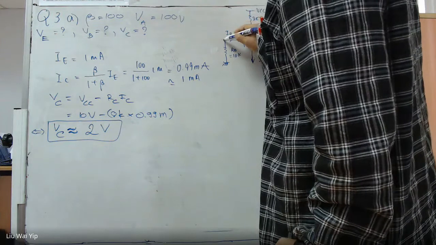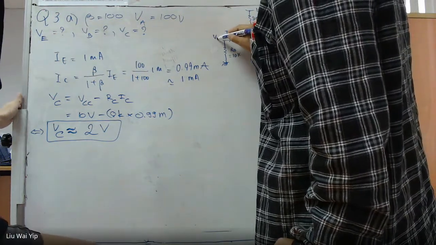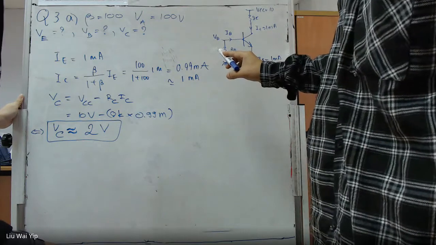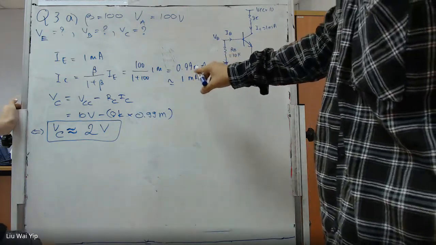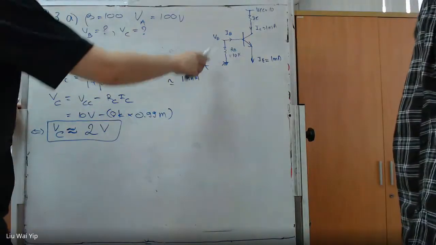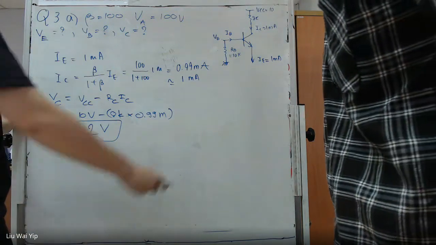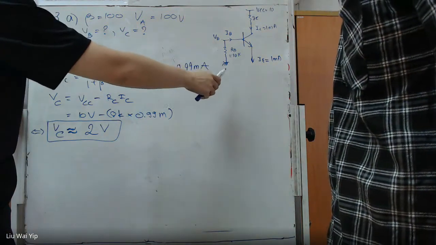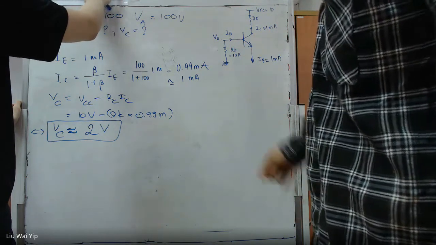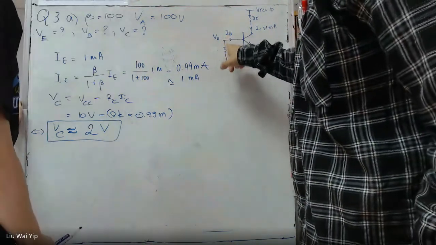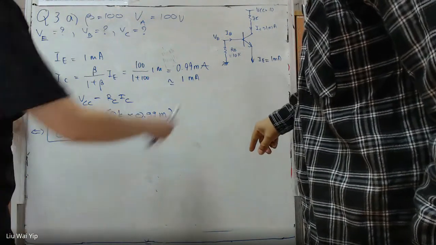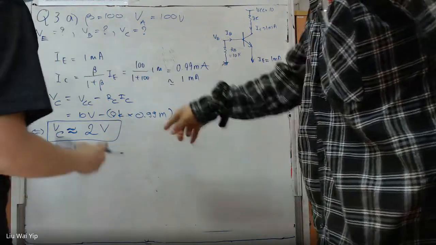So now our job is to find this voltage. Your turn. What is this voltage? VB, right? VB is the base current times this one. I will multiply by RB.